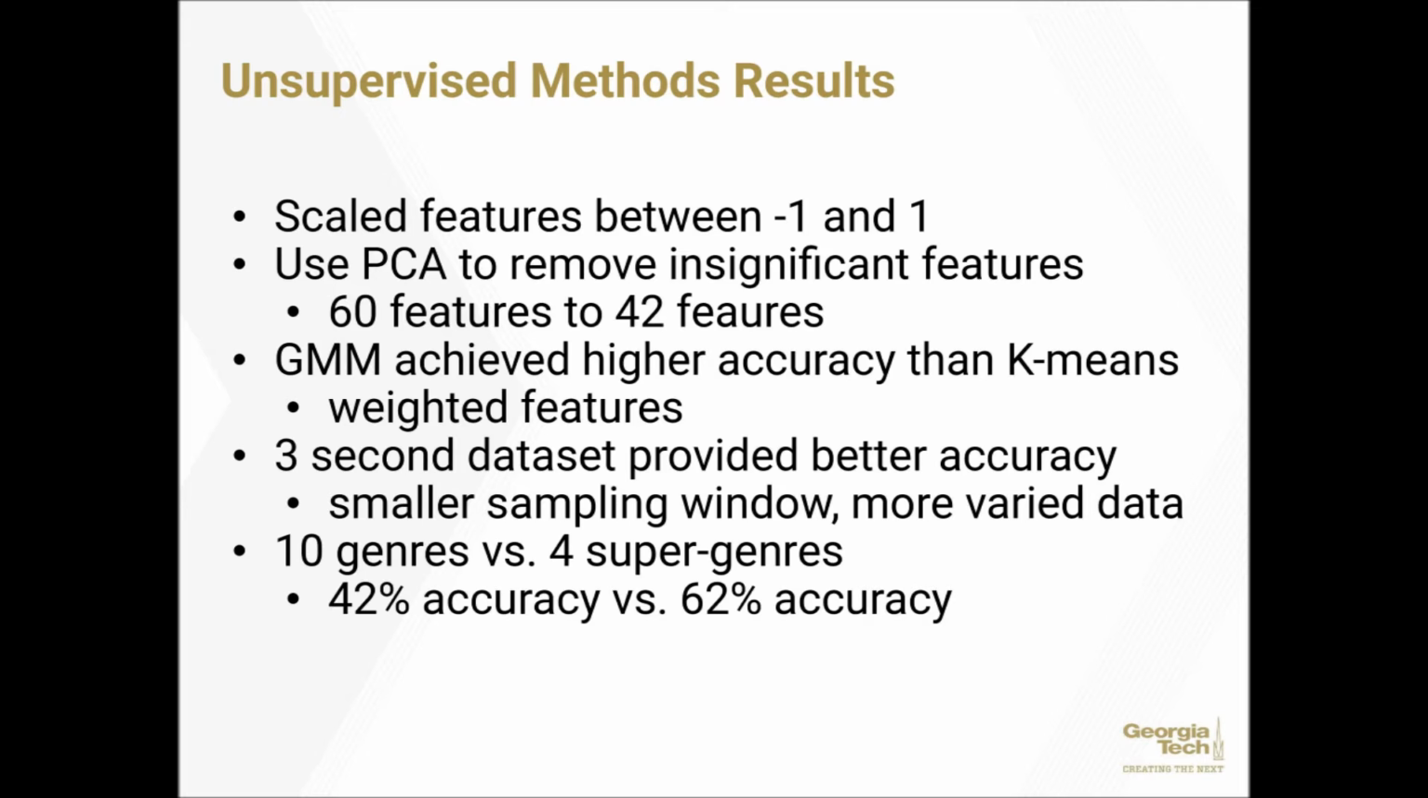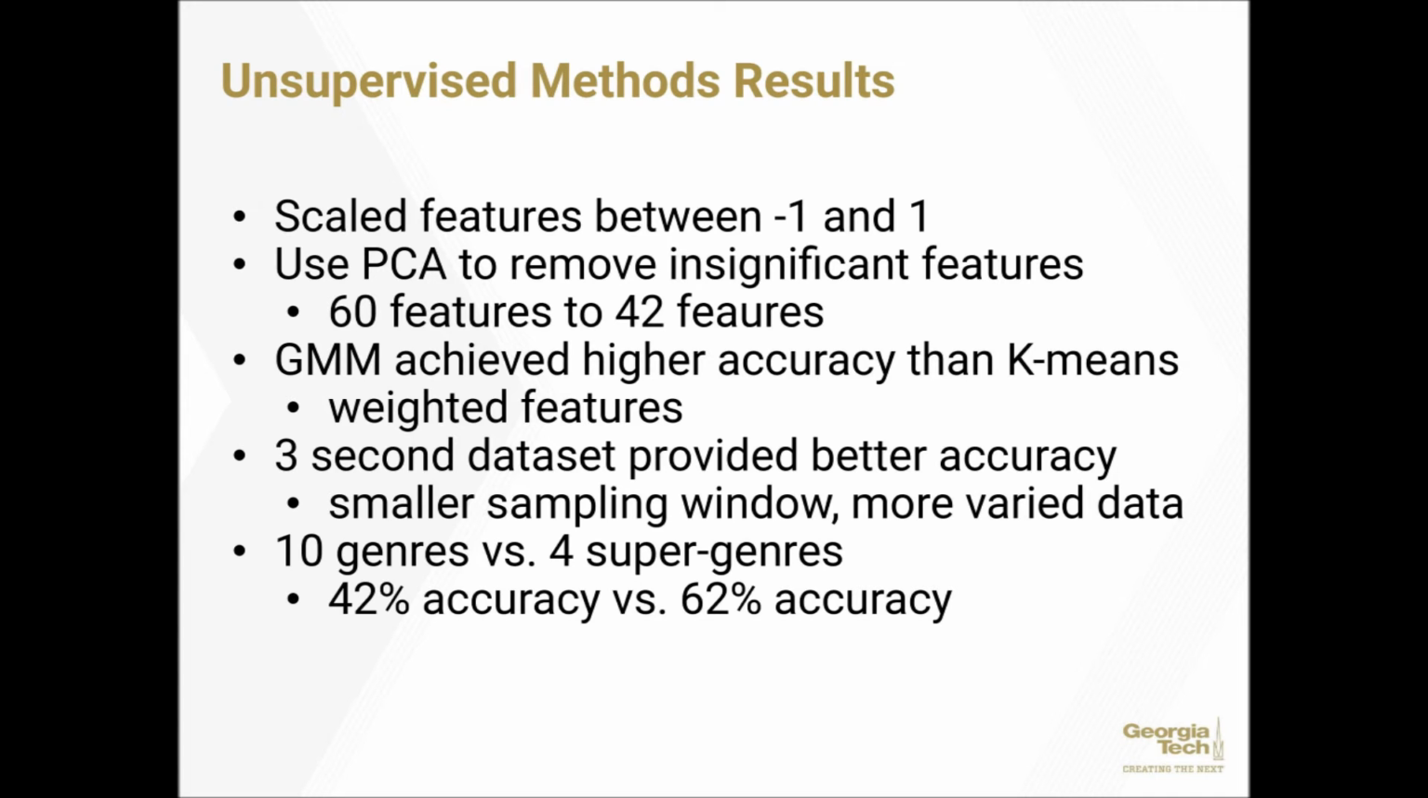Also, the 3-second dataset, which consisted of the 10,000 data points, provided better results, i.e. higher accuracy. This could be due to the sampling window being smaller, thus giving more varied data. Furthermore, to help accuracy results, we decided to partition our dataset into 4 supergenres. This then resulted in a much higher accuracy result, 62%, relative to clustering with all genres separately, which resulted in a 42% accuracy as stated on this slide.